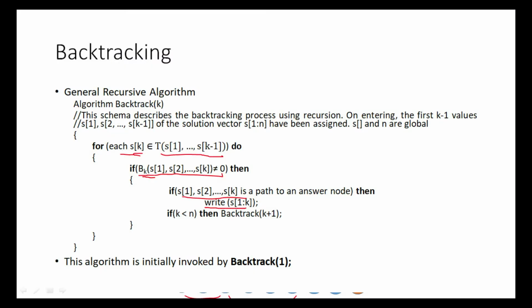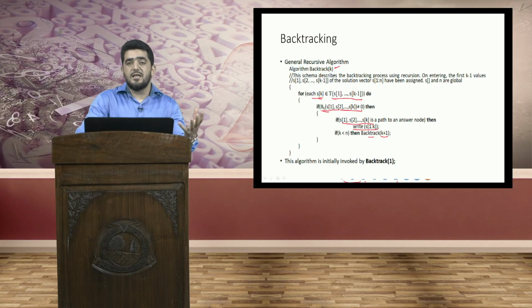So if the bounding function satisfies the current choice, and if S1, S2, S3 up to Sk is a path to the answer node, then we simply write that solution. Now, if we have not yet reached the answer node, then we recursively make this backtrack call for the next k. So if we have not exhausted all our moves, if the solution is not complete yet, then we'll increment this k value in order to find the next step in the path.